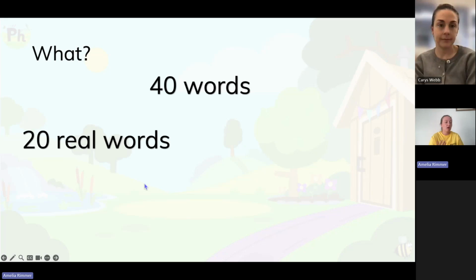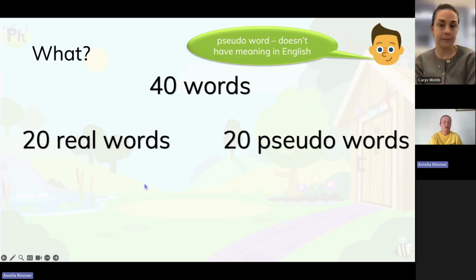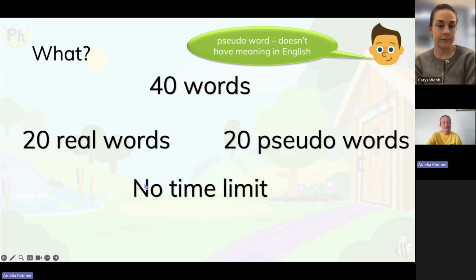20 of these are real words that might be used in everyday vocabulary, although a lot of them, they try and use rarer words so that children won't have seen them before. And 20 of them are those pseudo words, words that don't have meaning in English. There is no time limit on this check, so children can take as long as they need to read these 40 words. It takes between 3 and 9 minutes for an average child to complete the check.